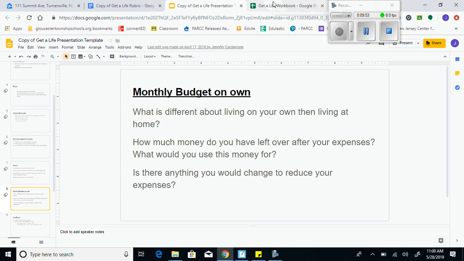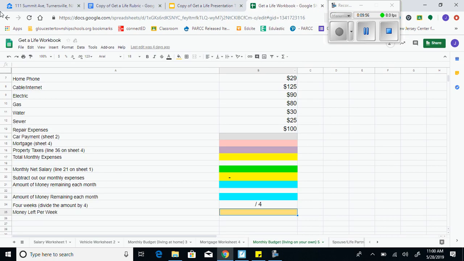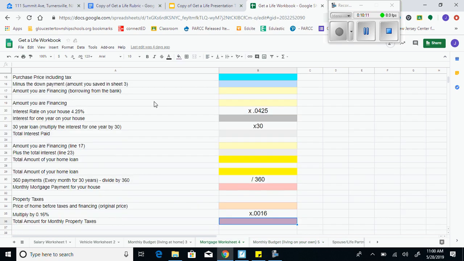One thing I'm going to stress one more time is making sure that at this point, in line 27, this number must be positive. You must have enough money. You must be able to afford your life. If you cannot afford your life, you need to go find a new house, and then you will have to redo your mortgage worksheet, which is sheet 4.